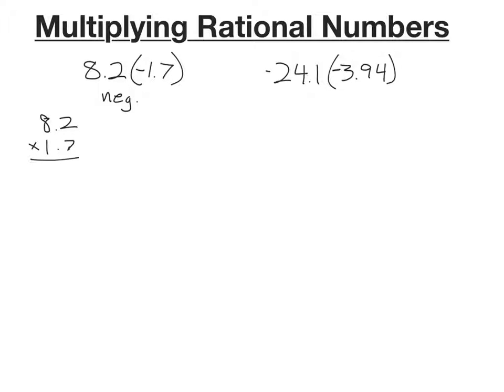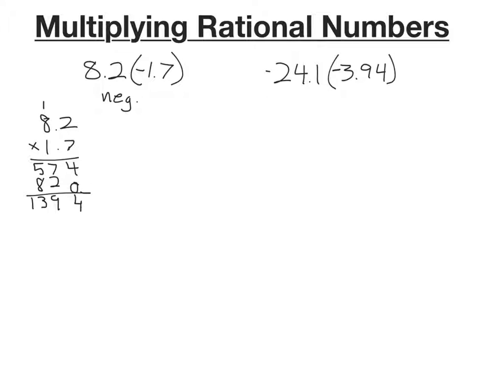Now I'm going to multiply 2 by 7, that gives me 14. 8 times 7 is 56, plus 1 is 57. Now on my next line, I have to put a 0. Then I do 1 times 2 is 2, and 1 times 8 is 8. And now I add together. I got 4, I have 9, 5 plus 8 is 13. So 1394. Now I need to figure out where to put my decimal.